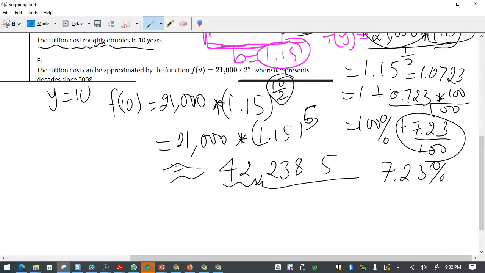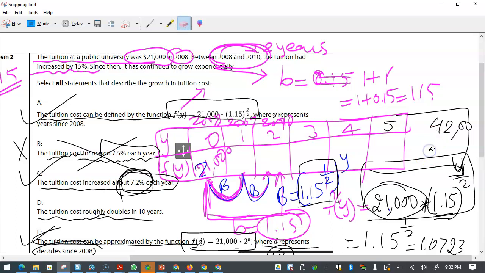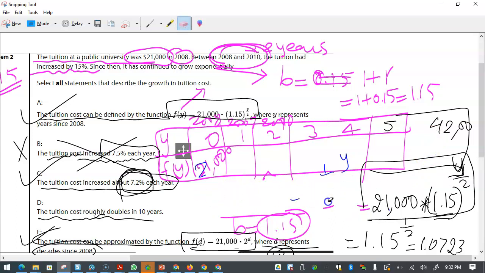So the last part is a tuition fee cost can be approximated by this, which represents decades since 2008. And that also is correct. If you see the thing I showed is here, I can go on doing this and until, let me take this off everything.